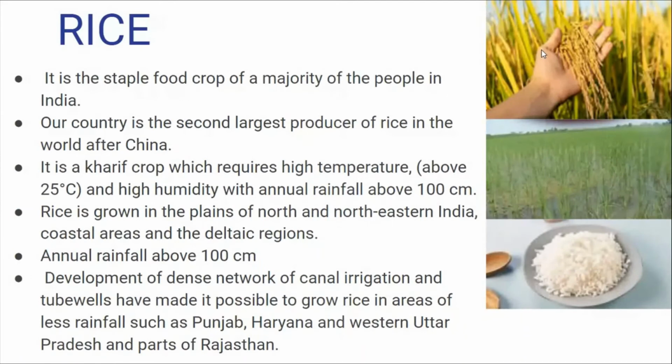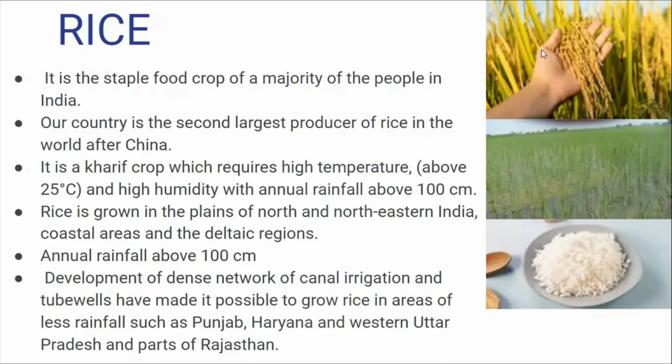Now rice. The first we are going to see is rice. It is a staple food crop of the majority of people in India. Our country is the second largest producer of rice in the world after China. So the first producer is China and the second largest producer is India.